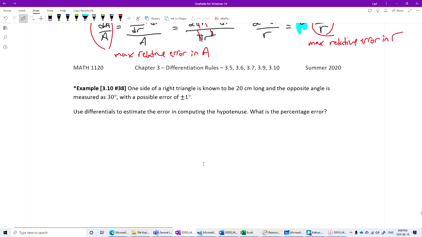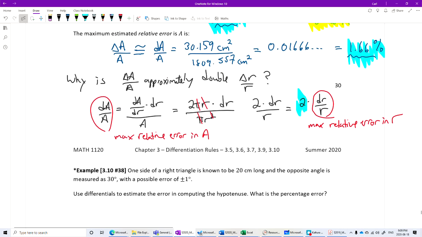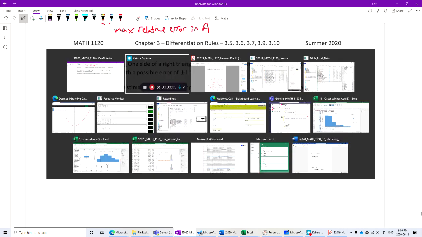Okay, so this is our last example. And then we're done that whole note package of 31 pages. Wonderful. Okay, last example.